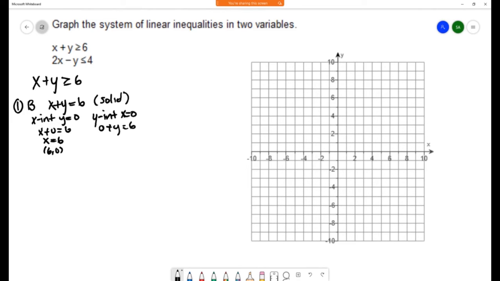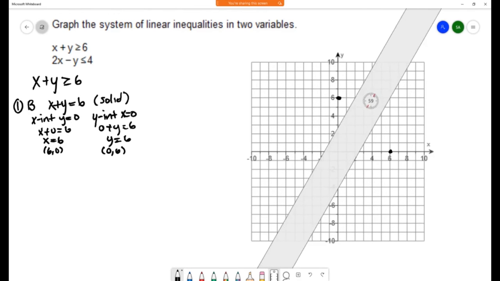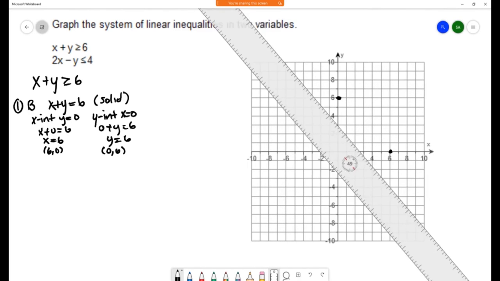That's 0 plus y equals 6. And we get y equals 6. We have 0, 6 as our y-intercept. I'll plot those 2 points, 0, 6 and 6, 0. Connect those 2 points with a straight line, a solid line.